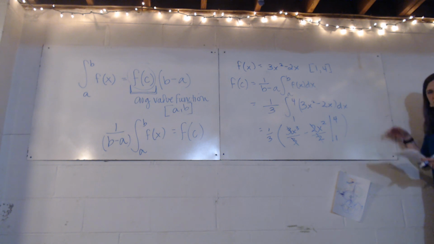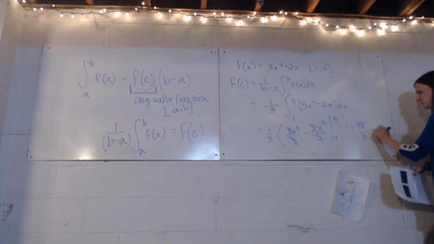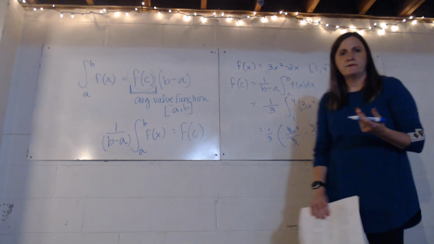I'm just running out of space, so I'm not doing that. And I get an average value of 48 over 3, which actually happens to be a nice whole number, 16. So 16 is the average value for that function.